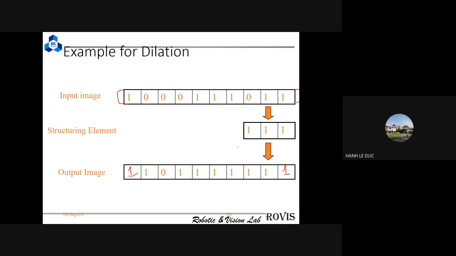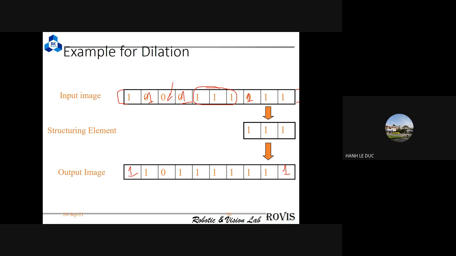So from this result, what can we say? We can say that it will fill the gap. For example, the original image is this one, so it will make this one become 1, then this one become 1, and this one become 1. Just one remaining is 0.